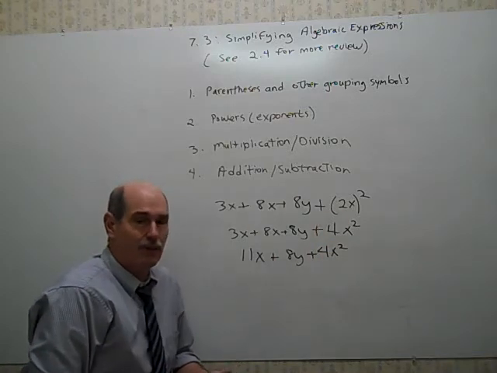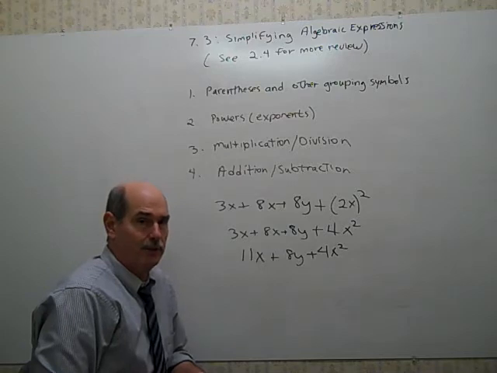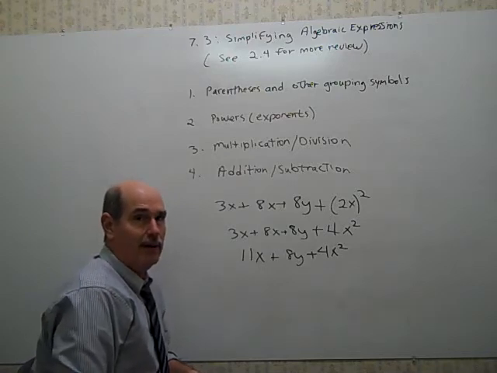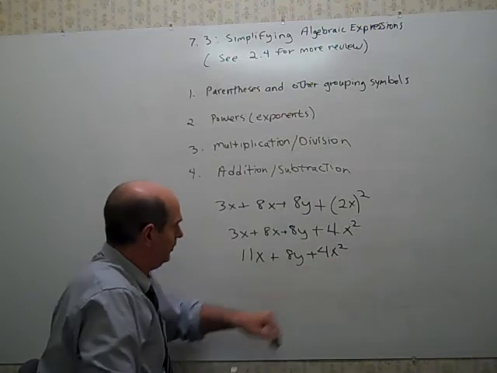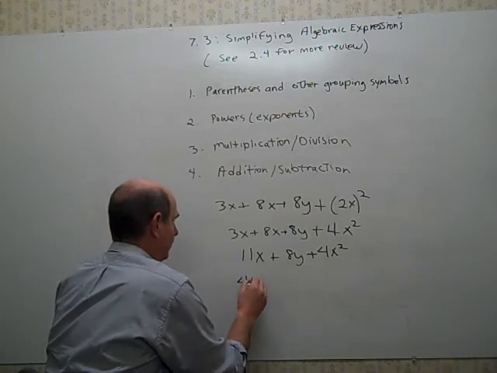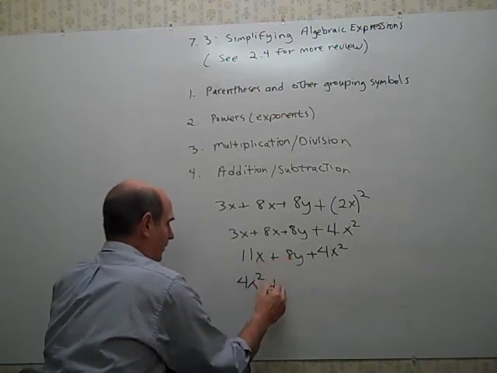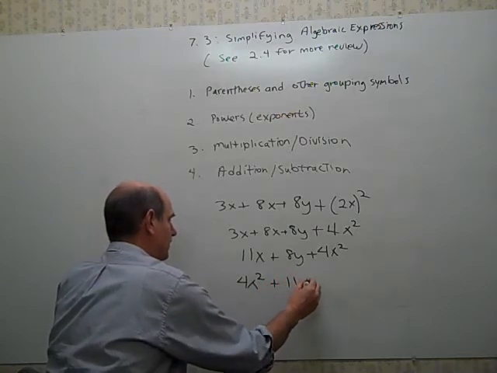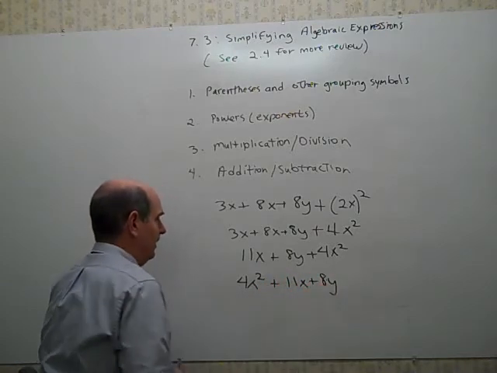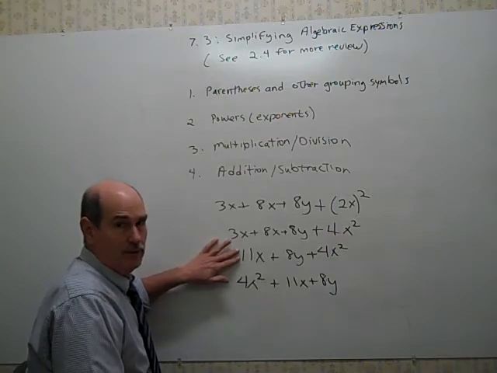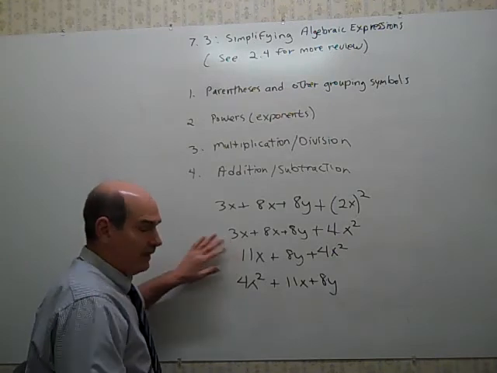There's one other thing that we should do to follow the protocol, and that is to put things that have the highest power first, which would be this, 4x to the second, and then we go alphabetical order, and x comes before y, so it would be plus 11x plus 8y. Same thing as this, really no difference in value.